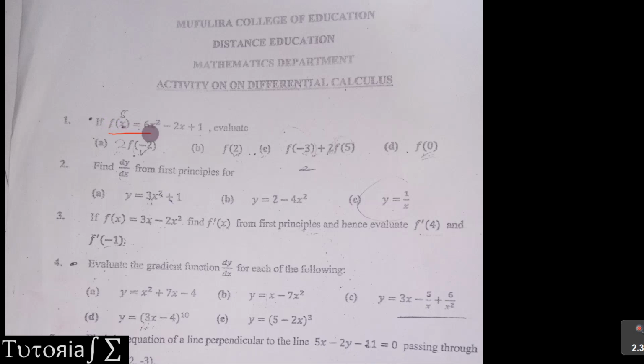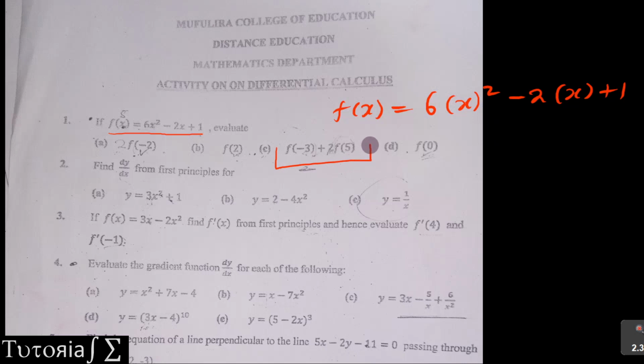So, we've been given f of x, which is equal to 6x squared minus 2x plus 1. And I'll work out this problem right here. You're asked to find f of negative 3 plus 2 times f of 5. Okay, so you're asked to find this.